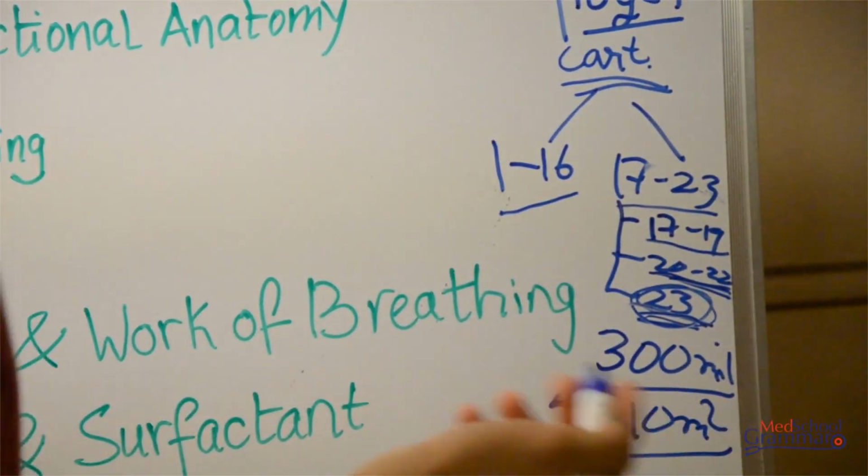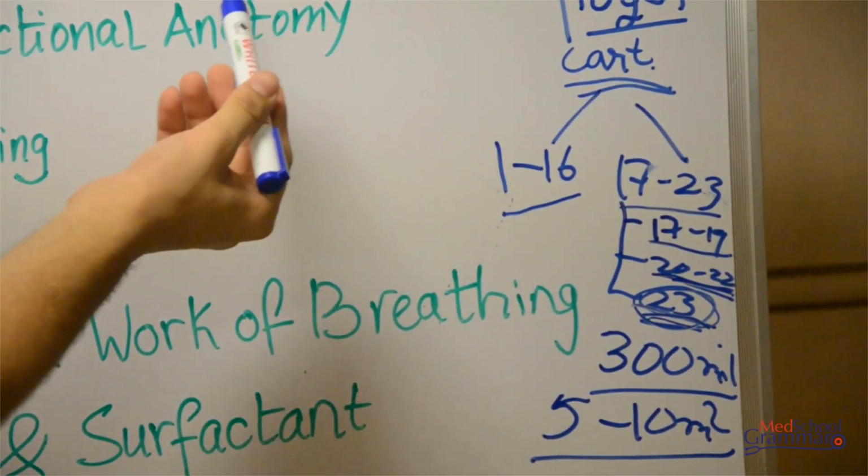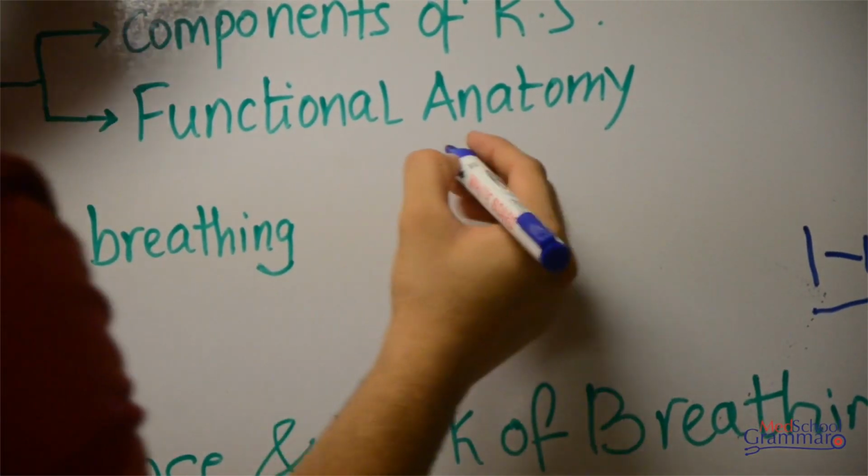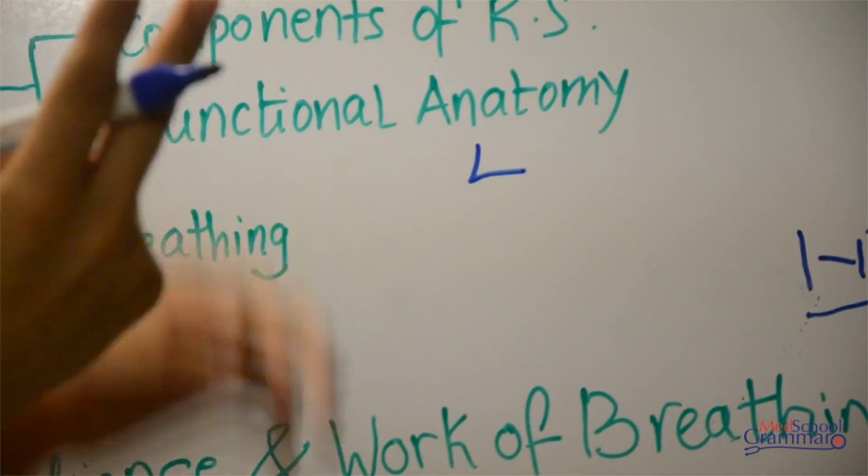Okay, so this was about the components of respiratory system. Now coming to the functional anatomy. In functional anatomy, the lungs have two coverings.